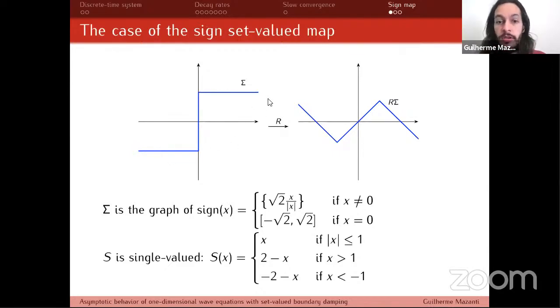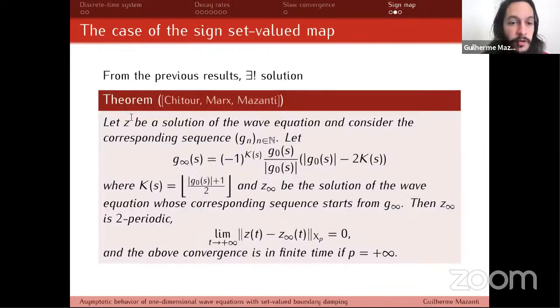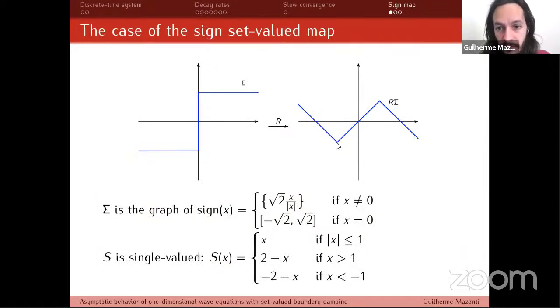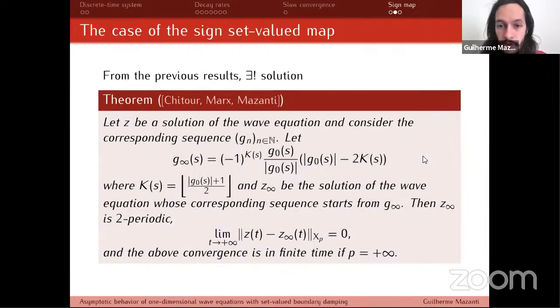But what you can prove is that we converge to something that we can identify explicitly in terms of the initial condition. So from the previous results, there exists a unique solution to this. And it's quite easy, as Swann said, because after the rotation, we have a function. So we don't have to deal with Filippov solutions. We can just use our formalism. And if you take a solution of the wave equation, we can actually characterize the limit to which it converges in terms of the Riemann characteristic of the initial condition G0 here.